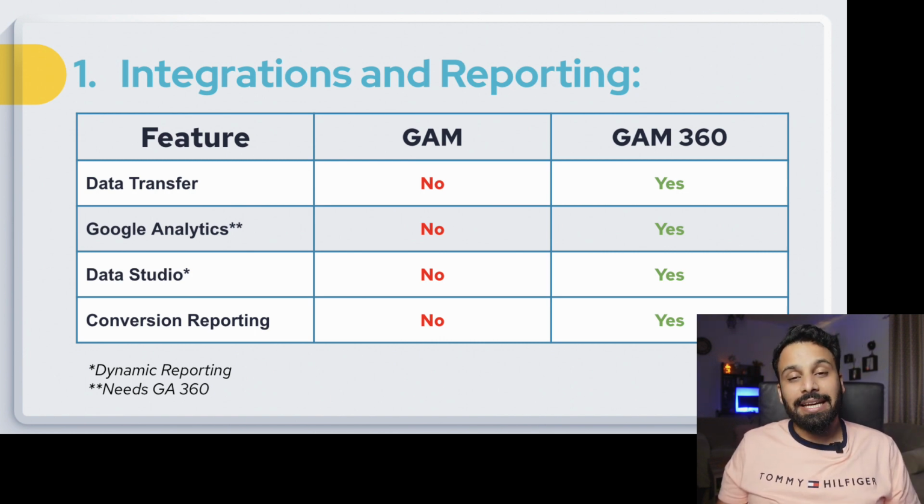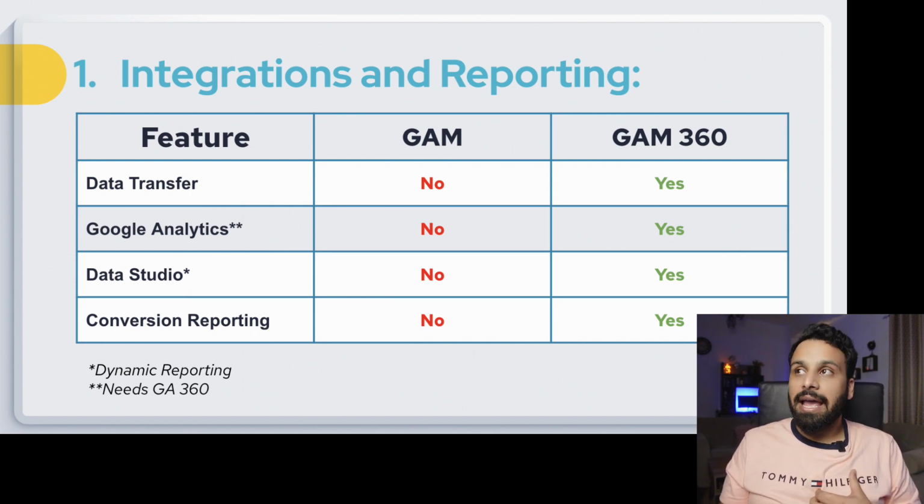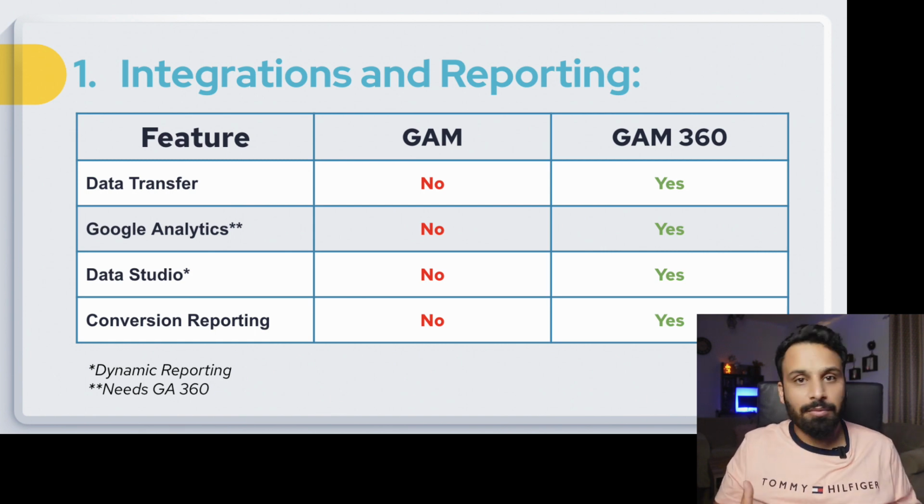The last point in this section is conversion reporting. You cannot generate reports measuring conversions on your website. For example, if I am bbc.com, I cannot report on conversions that happened on my particular website, people who saw an ad on my website, clicked on the ad and later did a conversion on the advertiser's page. That can only be reported in Google Ad Manager 360.